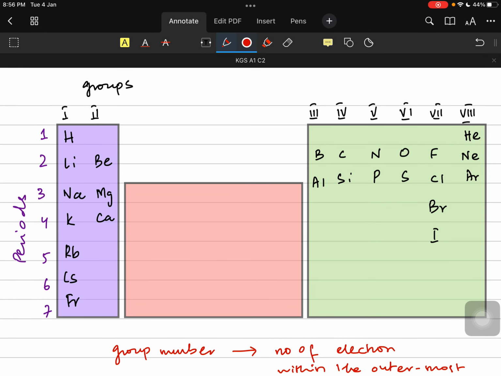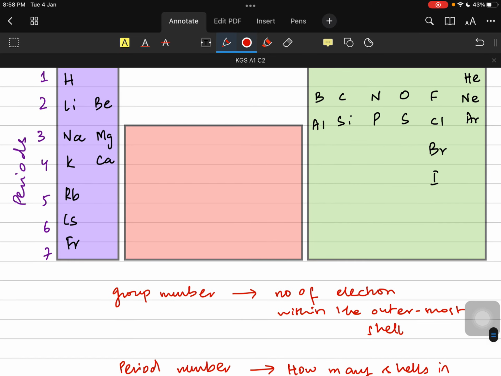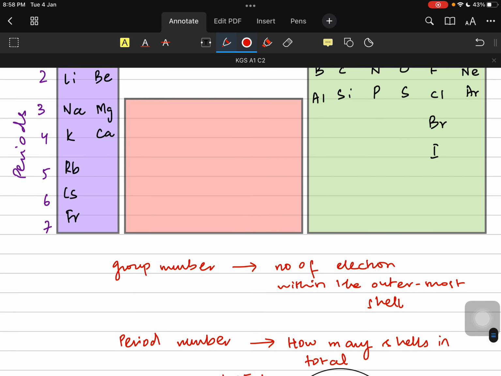Hey everyone, in the previous video we talked about how the periodic table has groups and periods. Generally we have 8 groups, and we haven't talked about what is in the center of the periodic table. There are 7 periods. Each group number tells us how many electrons are in the last shell of an atom, and the period number tells us how many total shells there will be.